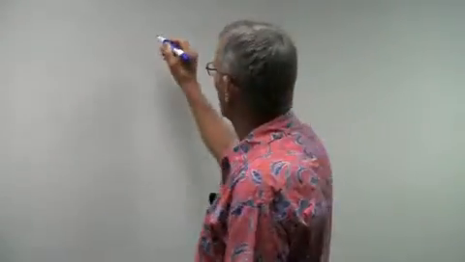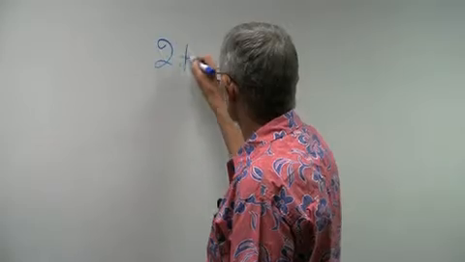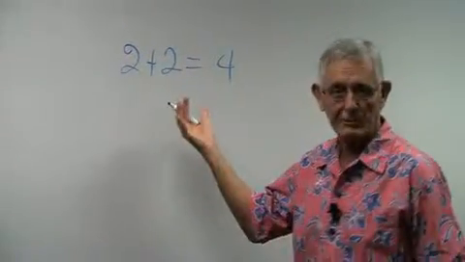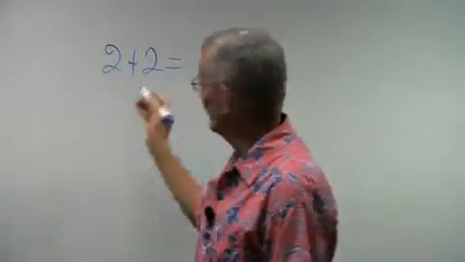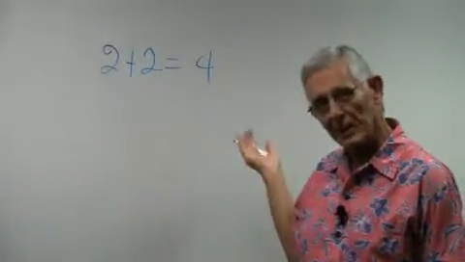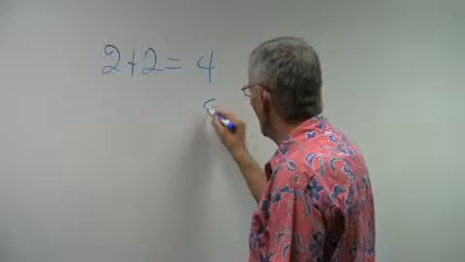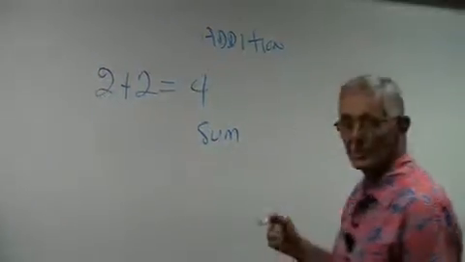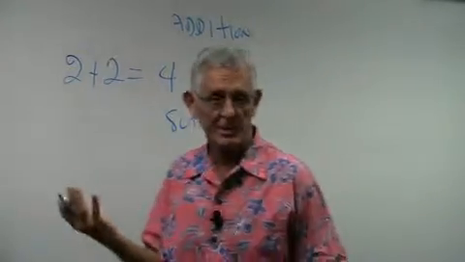So addition is the one most people are familiar with. We go 2 plus 2 equals 4. Very easy, addition. So what do we have? 4. But what do we call the 4? It has a name. It is called the sum. And addition, very simple. You just add the numbers up and you get a sum, okay?